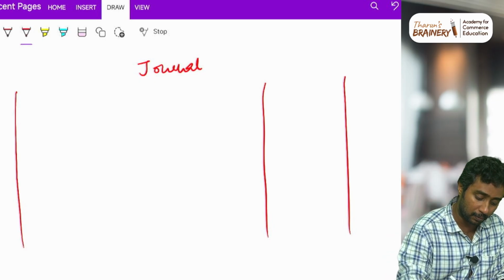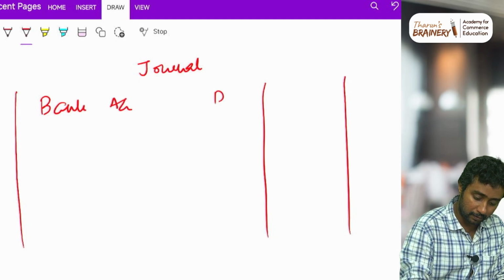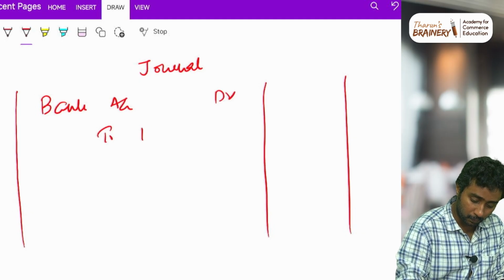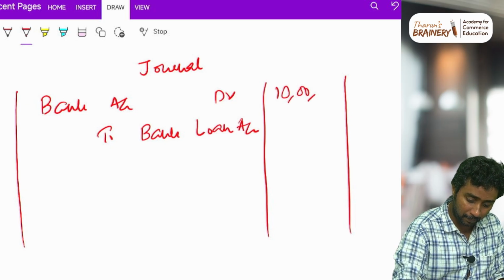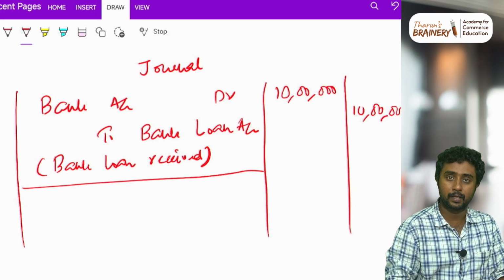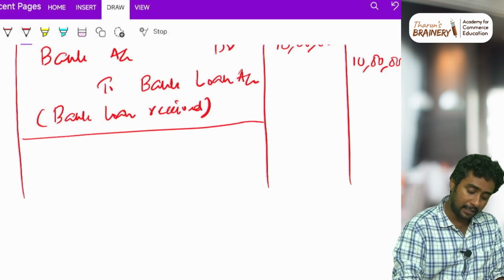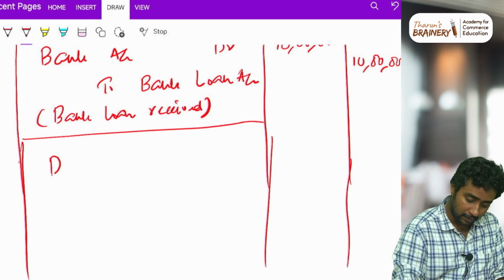First entry is for the loan that you are taking. Bank account debit to bank loan account. This is the entry for receiving the loan from the bank, or took a bank loan. Second entry will be one new entry. That is why we are learning this method itself.